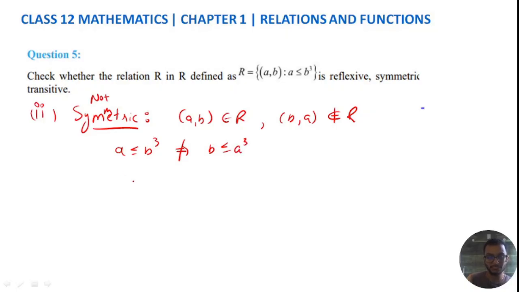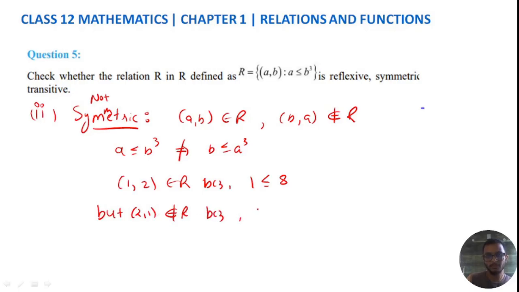So we need to find such a and b. Let me pick (1, 2). Then (1, 2) belongs to R, because 1 is less than or equal to 8, but (2, 1) does not belong to R, because 2 cube, that is 8, is greater than 1. It is not less than or equal to 1. So it is not symmetric.